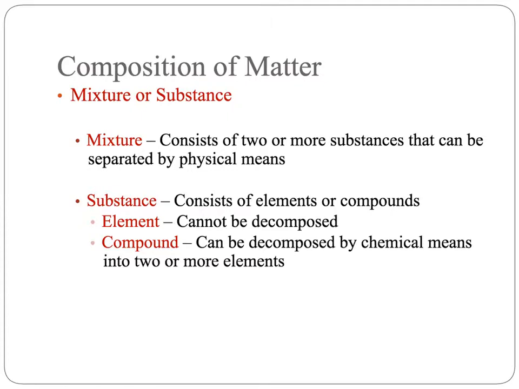When it comes to the composition of matter, we divide it into whether a piece of matter is a mixture or a substance. We'll be doing a little bit more with mixtures in the next module, but I'll just give you the definition that a mixture consists of two or more substances that can be separated by physical means. It's something that you don't have to undergo a chemical change to make the pieces of a mixture separate out. A substance will be composed of either elements or compounds made up of those elements. So an element is something that cannot be decomposed, whereas a compound can be decomposed into two or more elements.